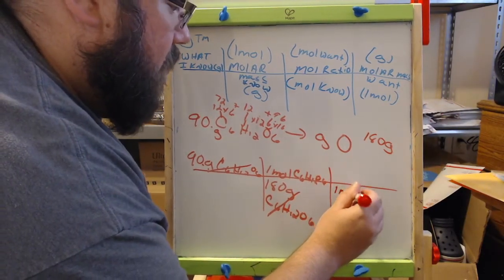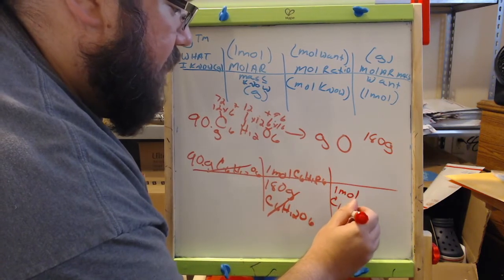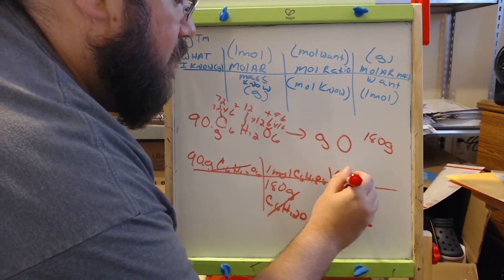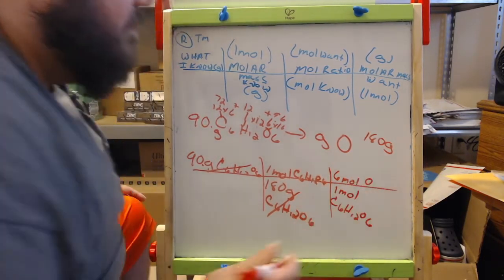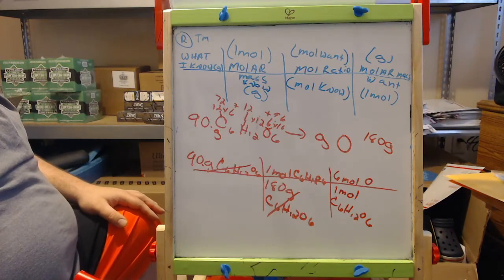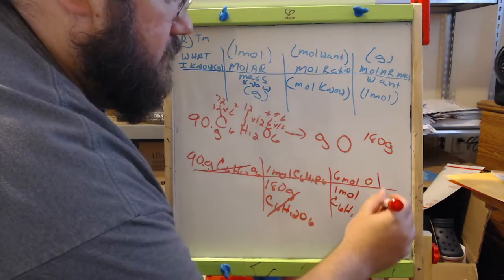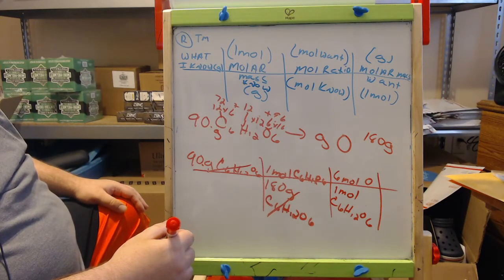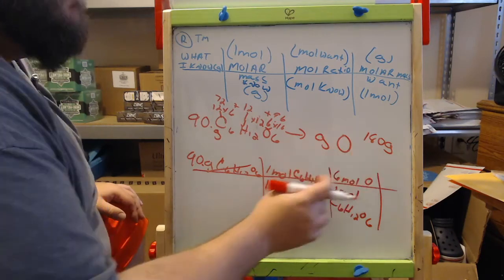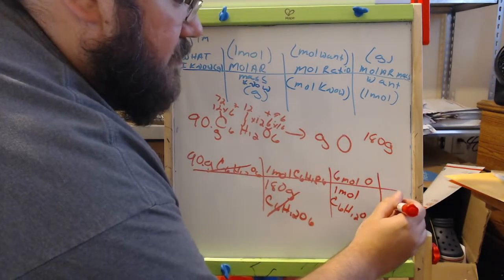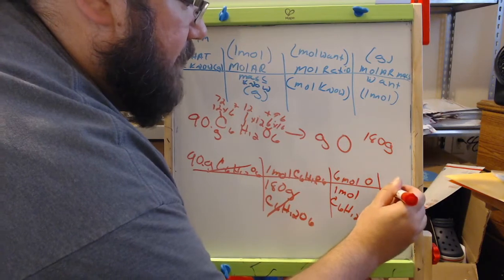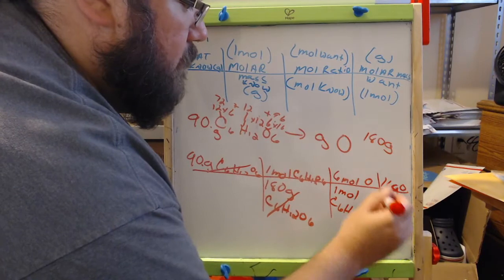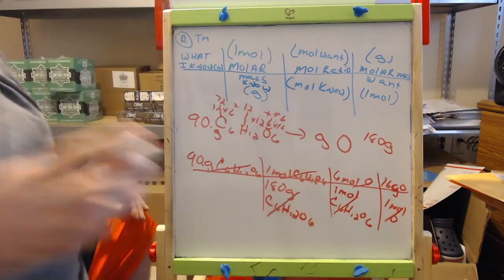So for every 1 mole of C6H12O6, I have 6 moles of oxygen. Then I want grams, 1 mole of oxygen, and I look up the grams on the periodic table, which is 16 grams of oxygen. Moles cancel out, these moles cancel out, and now we do the math.